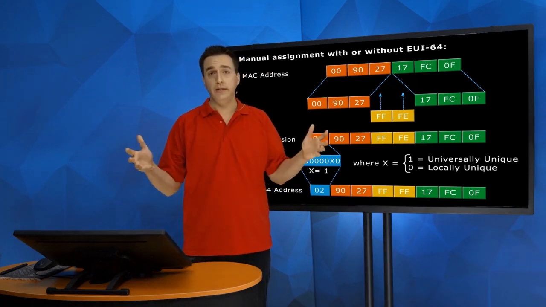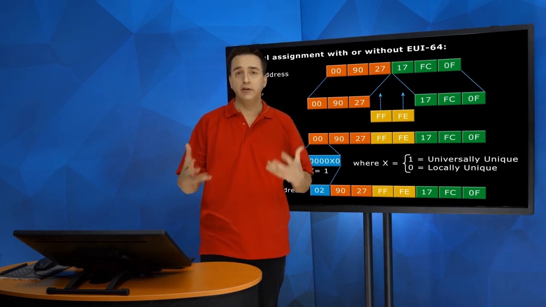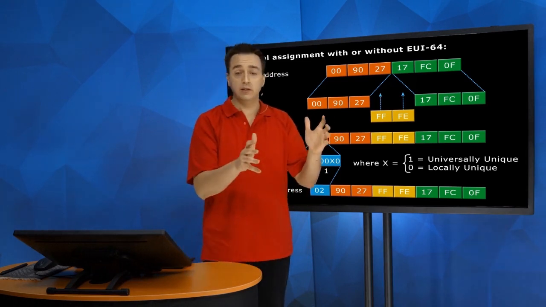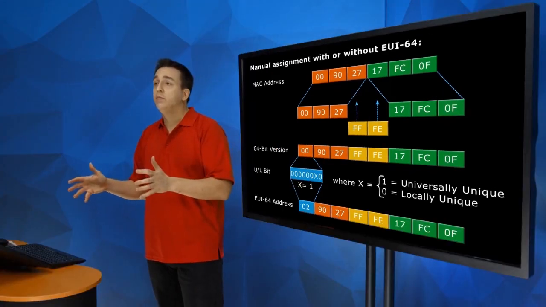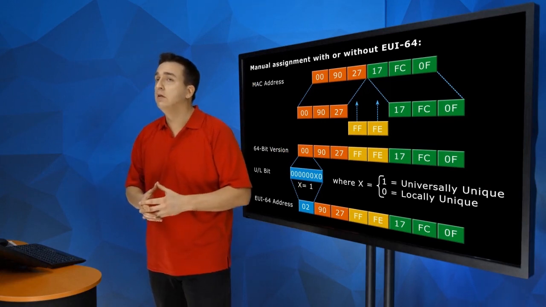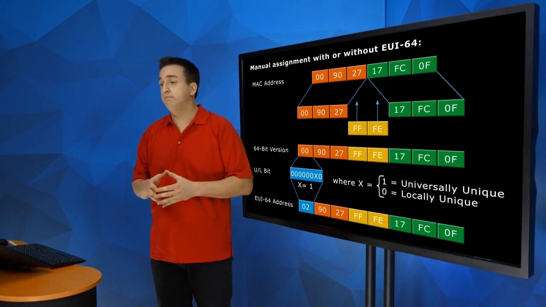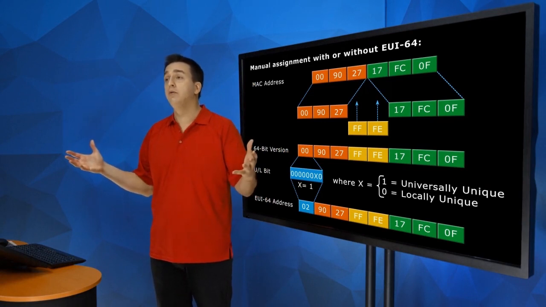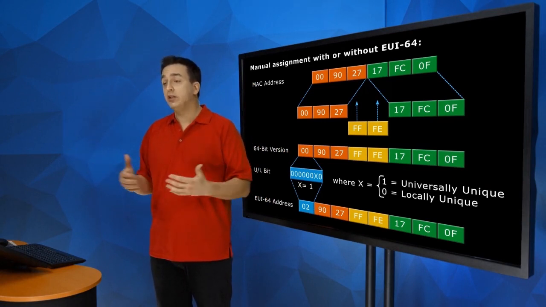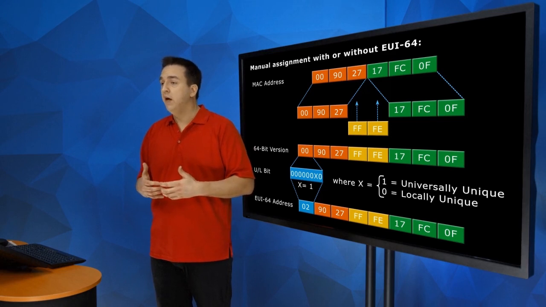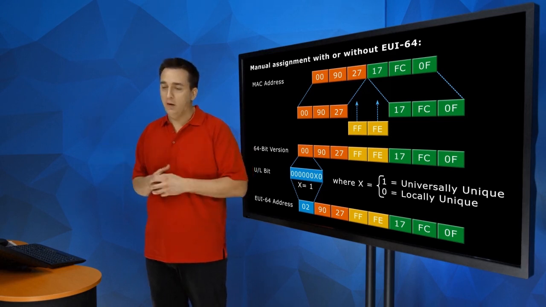Well, you can do it manually, meaning you could go to every single device and tell them this is your prefix and this is your interface ID. That's a lot of work. You could also have them just automatically come up with their own interface ID, which is what is commonly going to be done. And there's two different ways that can be accomplished.